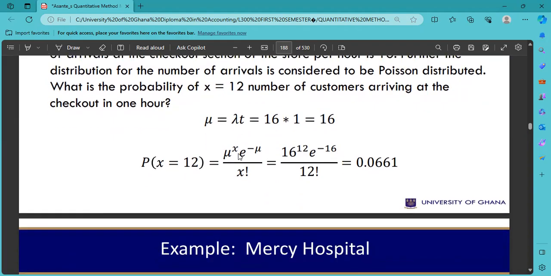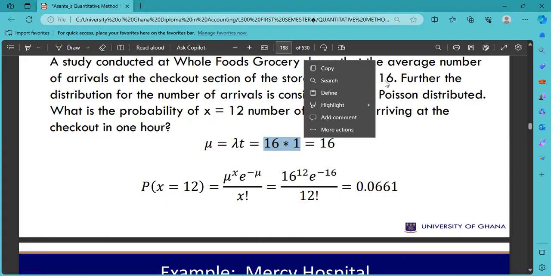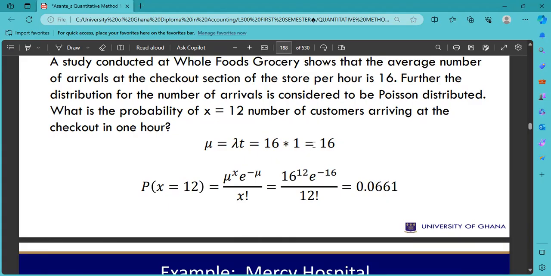So in this information given, the mean is equal to lambda t. So 16 times 1 hour will give us our mean. It's already there, so we just put it inside this formula. Please, it's not inside what you are thinking. We are putting it inside this formula, sorry.